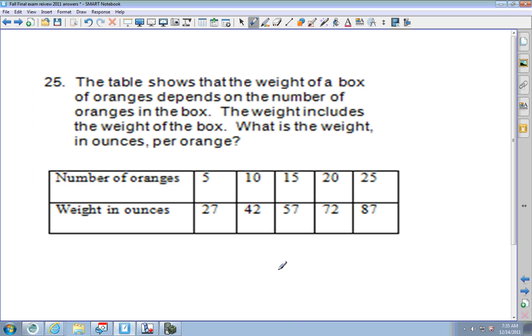The next one, the table shows the weight of a box of oranges depends on the number of oranges in the box. The weight includes the weight of the box. What is the weight in ounces per orange? Okay, the weight of the box depends on the number of oranges. Well, first off, we know that the y depends on the x. So the number of oranges is the x, and the weight is the y. It wants us to find how much it is per orange. They're asking us to find the slope.